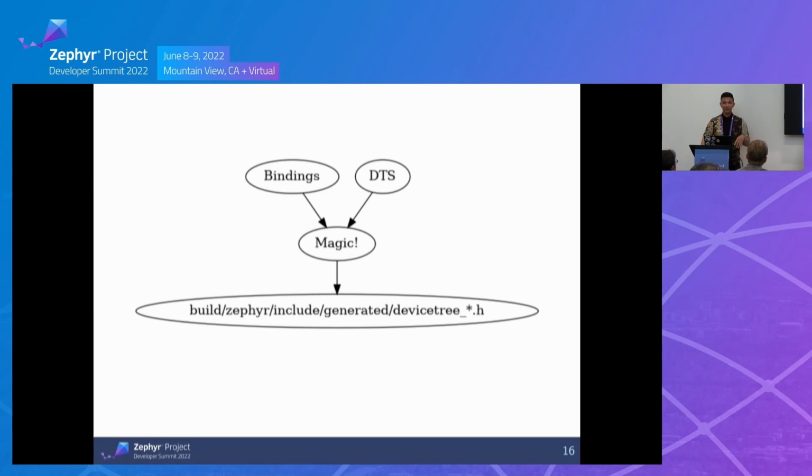So this is about the level of detail I want to get into with regards to the build system magic. Don't worry about the magic in the middle. Just understand that your bindings and your device tree source go into the magic and out pop a bunch of generated header files in your build directory. And there are a few of them. I want to cover what they are and what they do.